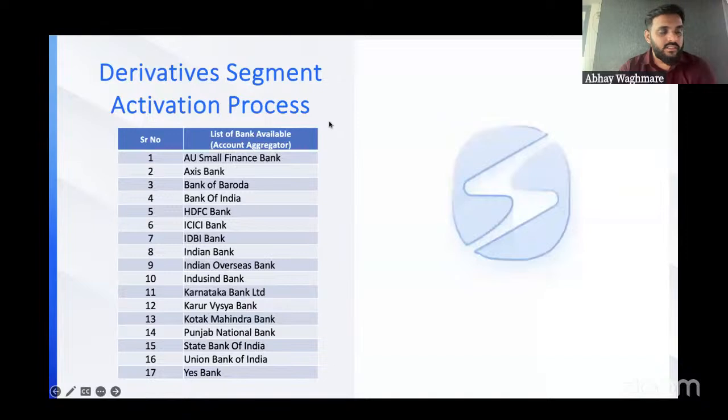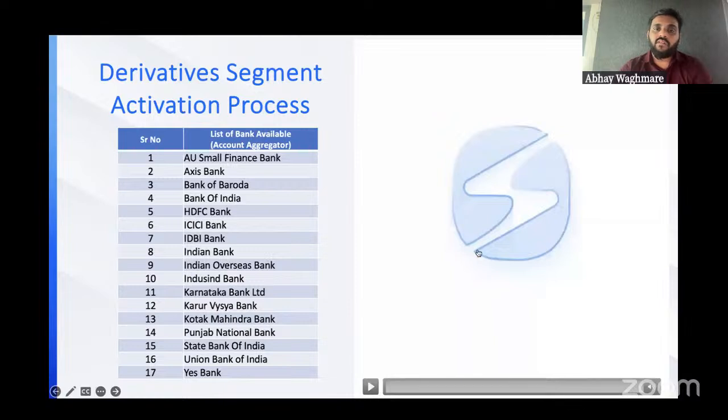So these are the list of banks for which the derivative segment activation process will be eligible via bank OTP. So these are the eligible banks. If you have these banks registered on your demat account, so automatically your request can be taken. I'll play a small video which will show how exactly the entire process is, so that it can help you to know how this process works and how simple it is. So yes.